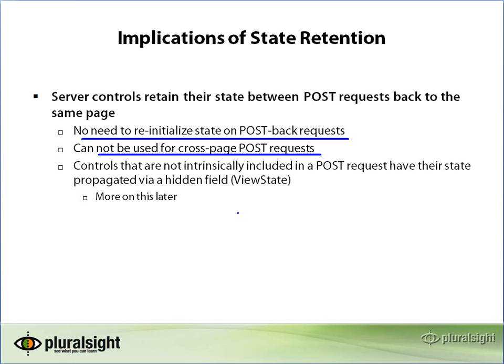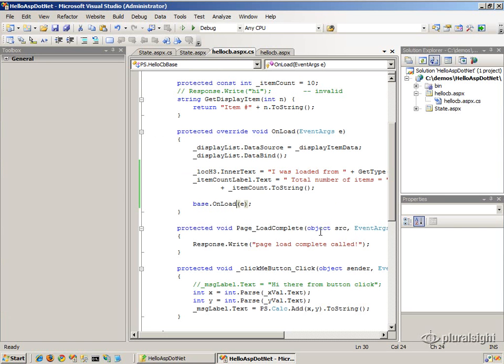One other quick note, and we're going to jump into this in much more detail in a moment, is that controls that are not intrinsically part of the postback, part of the post body of the request, will still have their state retained, but it's through this other mechanism called viewState. So if they're not an input control, say just a standard label, that will have its state retained via the hidden viewState mechanism. So let's go ahead and take a look at the implications of state management here.